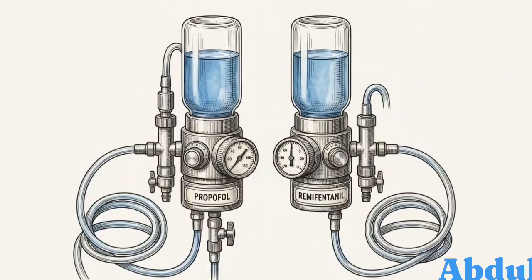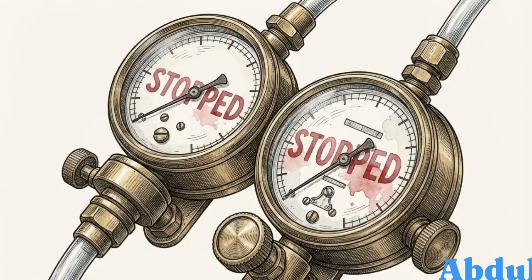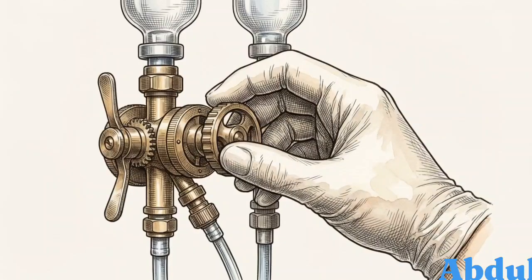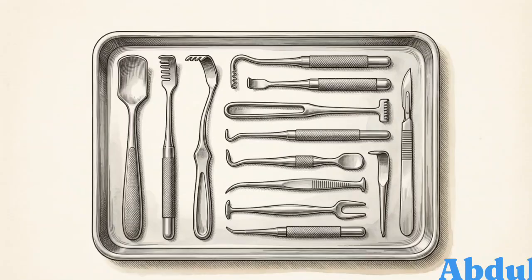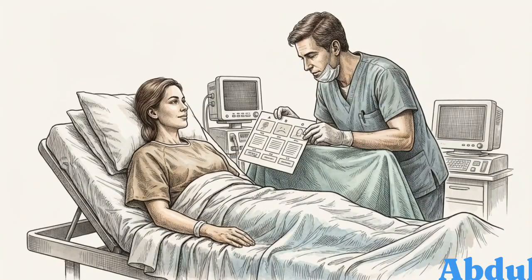Both propofol and remifentanil infusions must be completely discontinued 5 to 10 minutes prior to the planned awakening to ensure clearance before the dura is opened. For Phase 2, the awake mapping phase, the ideal pharmacological state is 0 systemic medications. If the patient is completely unmedicated, the functional mapping is perfectly reliable.